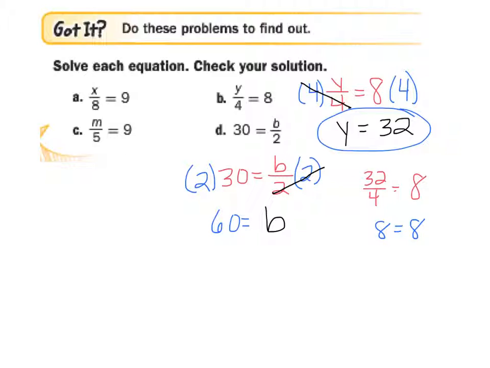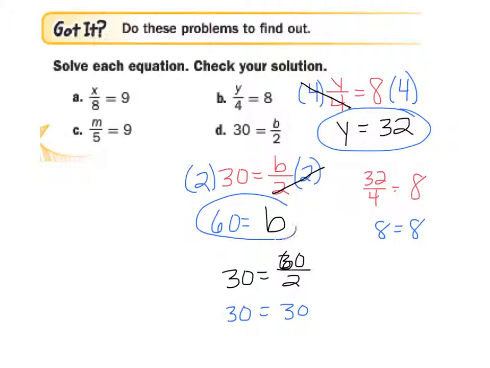So let's see if this is true. Is 30 equal to 60 divided by 2? In fact, it is. 60 cut in half is 30, which is equal to 30. So b is equal to 60. So why don't you go ahead and try A and C on your own, pause the recording, and turn it back on when you're ready to check your work.